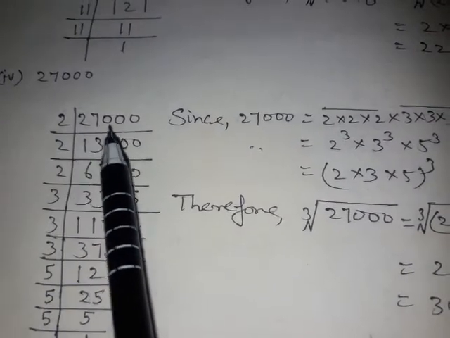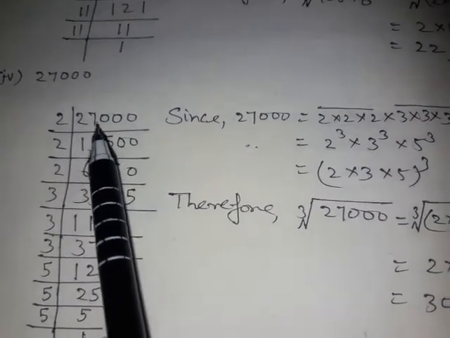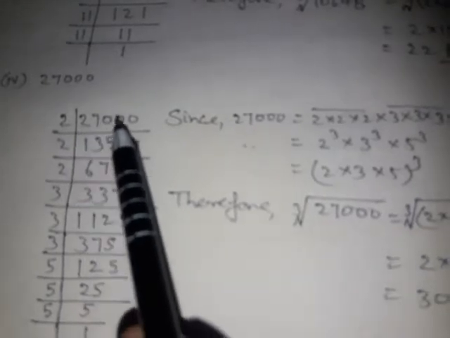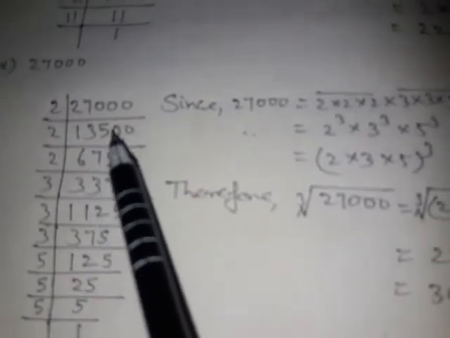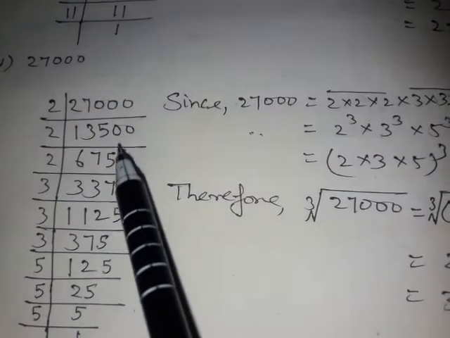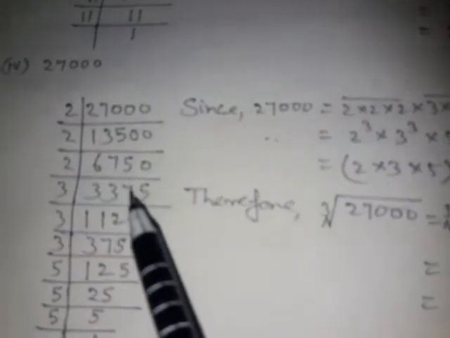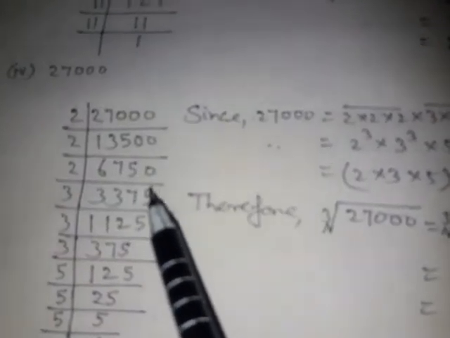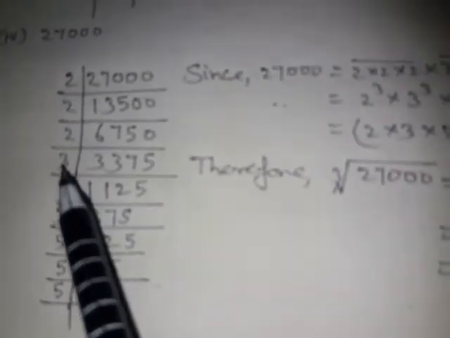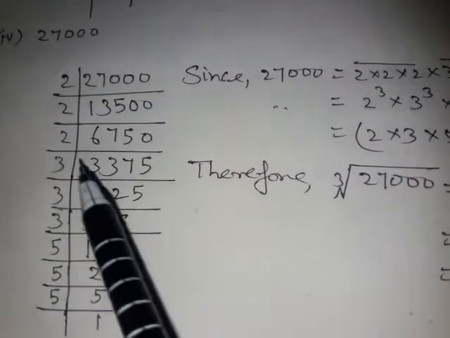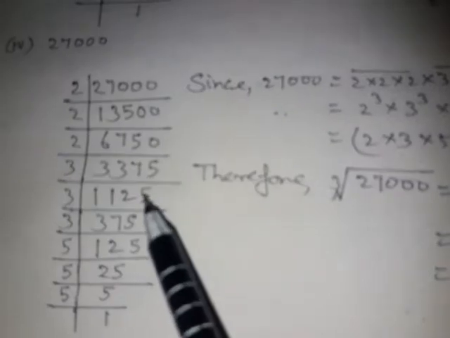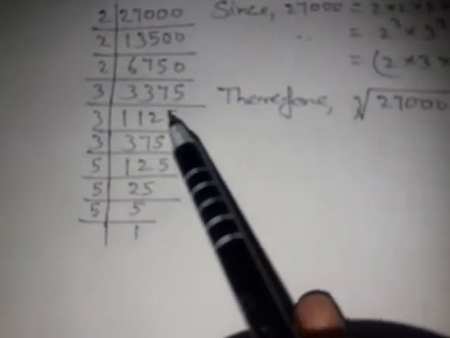find the prime factorization of 27,000. 2 1s are 2, 2 3s are 6, 2 5s are 10, 2 6s are 12, 2 7s are 14, 2 5s are 10, 2 3s are 6, 2 3s are 6, 2 7s are 14, 2 5s are 10. Now divide by 3. 3 1s are 3, 3 2s are 6, 3 5s are 15.